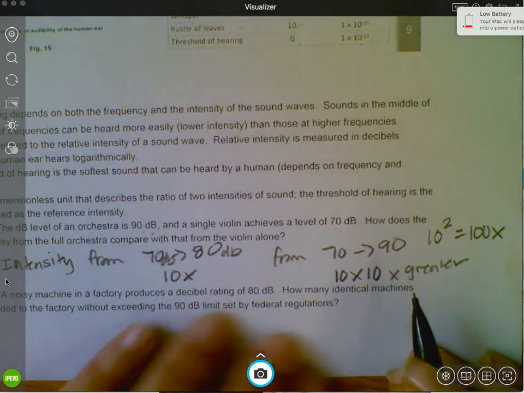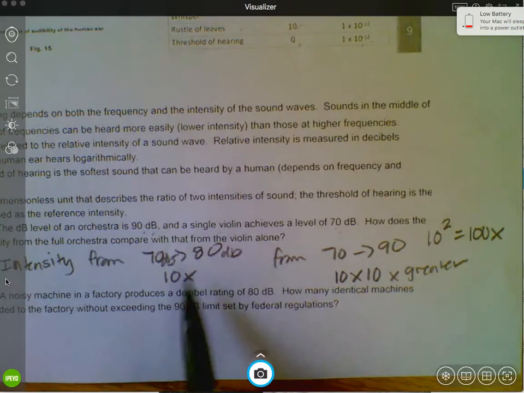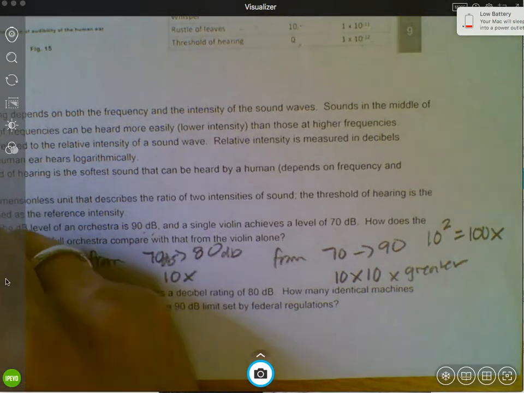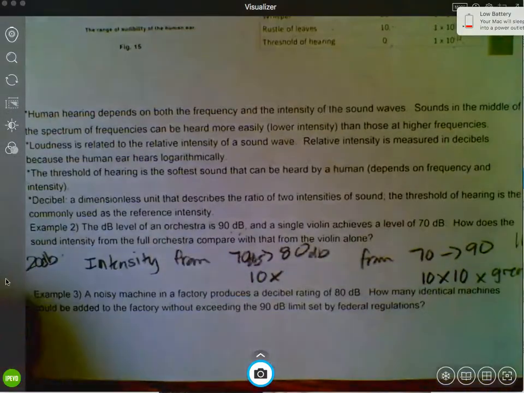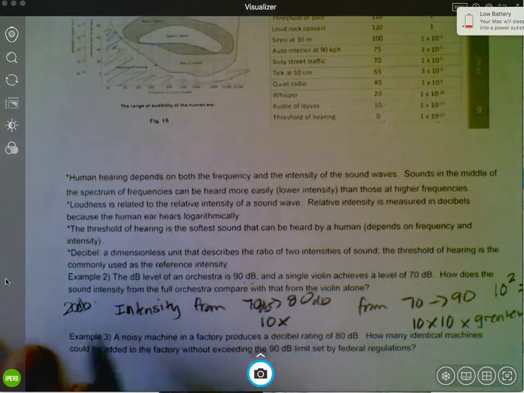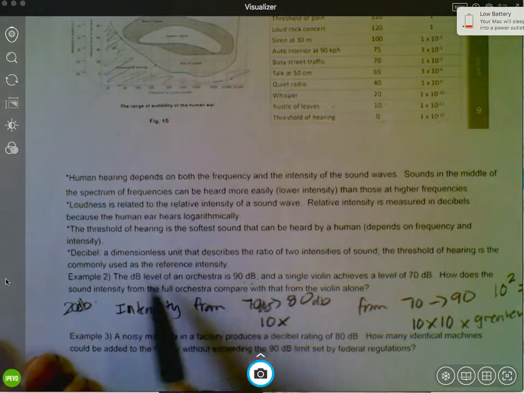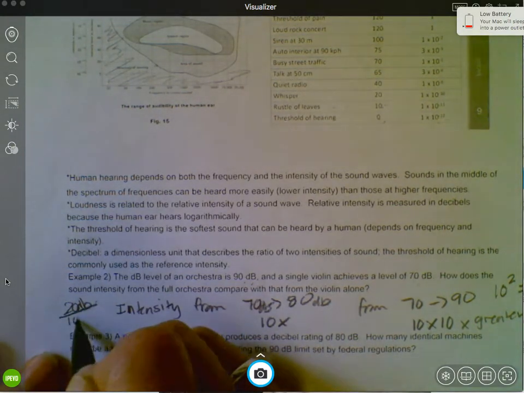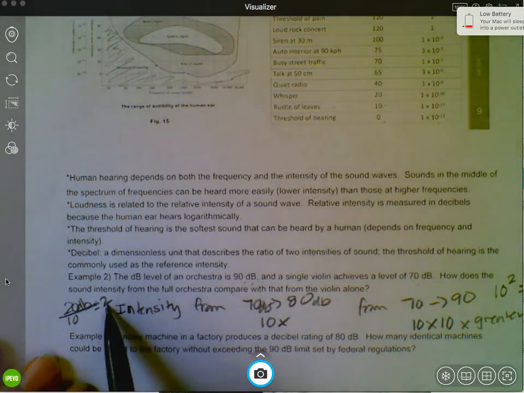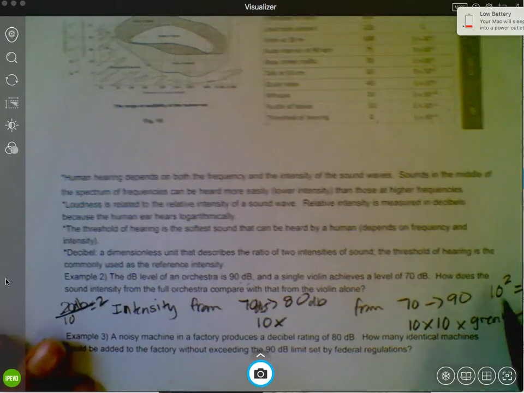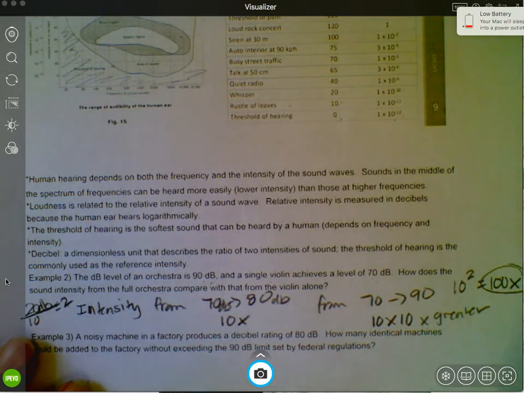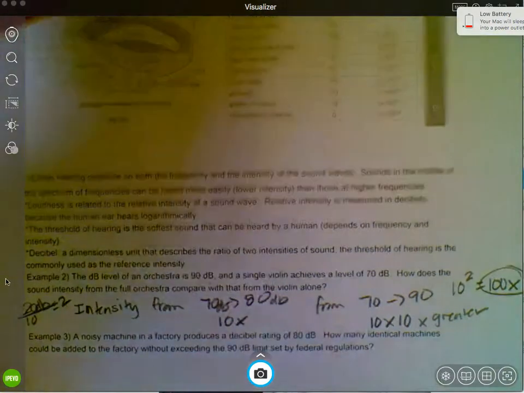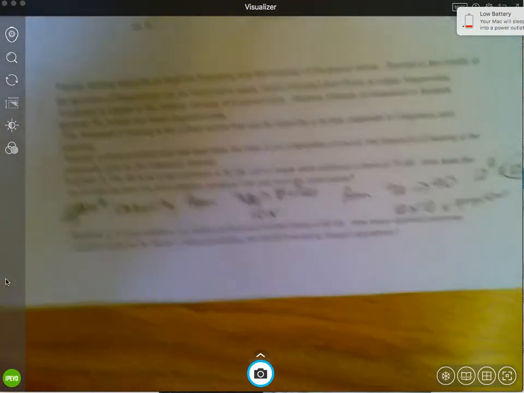Okay? So it's kind of confusing, but if you think about it, you basically figure out the difference. Okay, their difference is 20 decibels. Let me zoom out a little bit here. Their difference is 20 decibels. 90 minus 70 is 20. Divide that by 10 and you get 2. That becomes the exponent on the 10 to figure out how many times greater the intensity would be. 10 squared is 100, so it's 100 times greater. Okay? We'll do more examples in class if you're a little bit confused. It's a little bit strange.